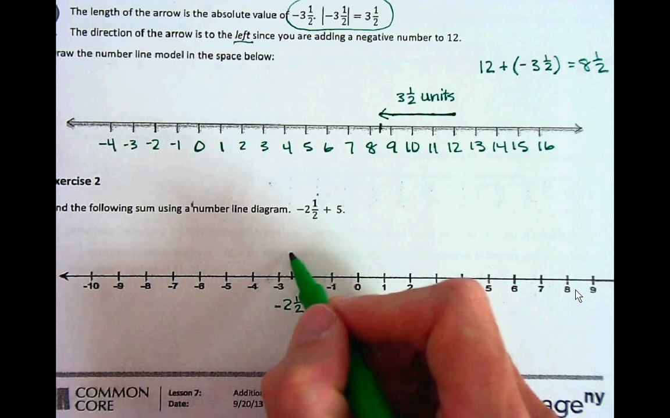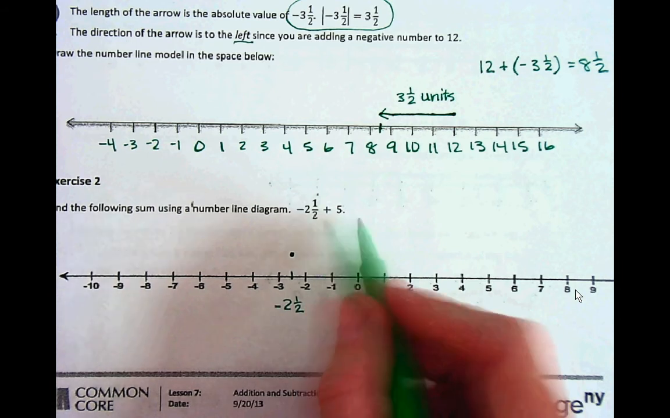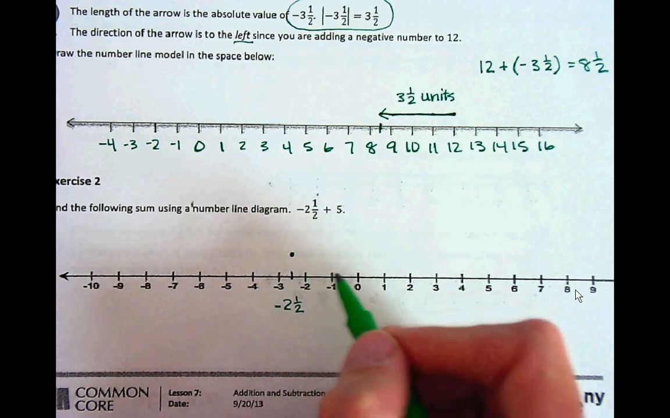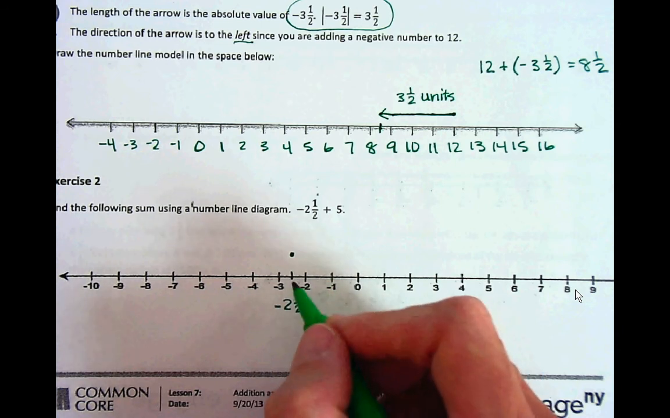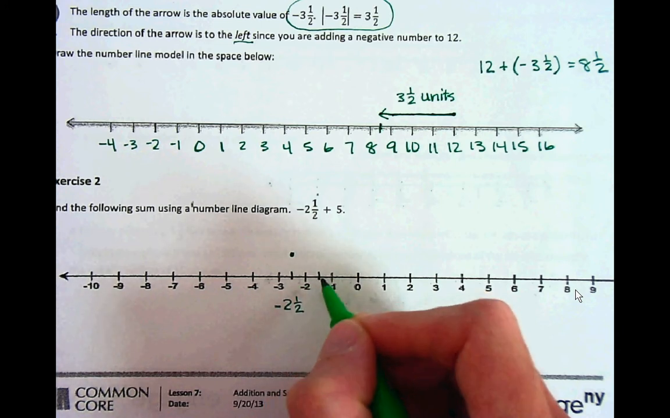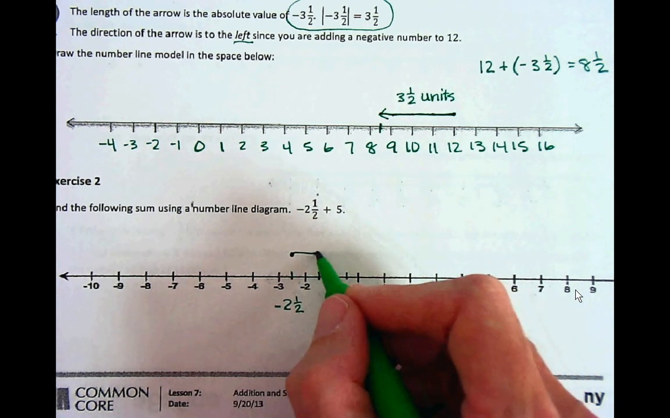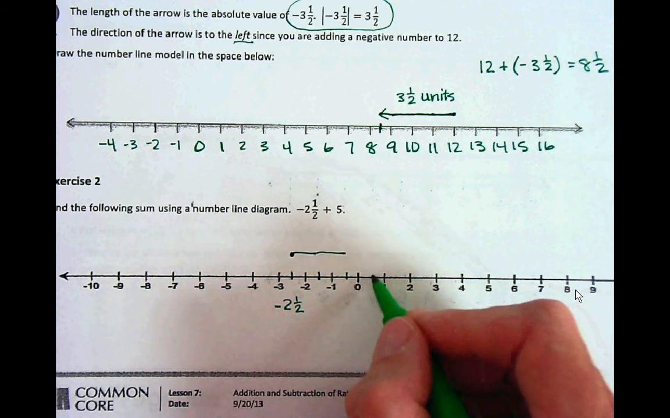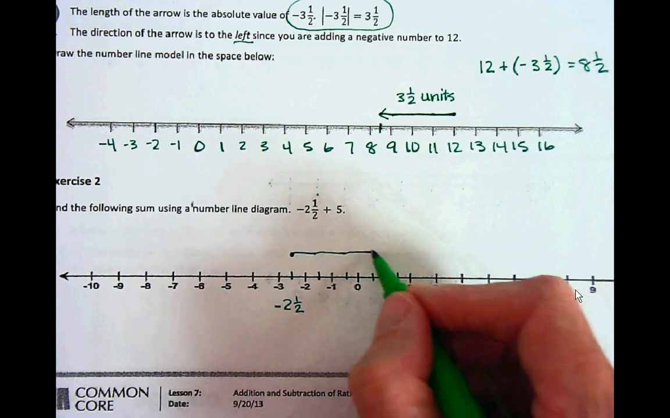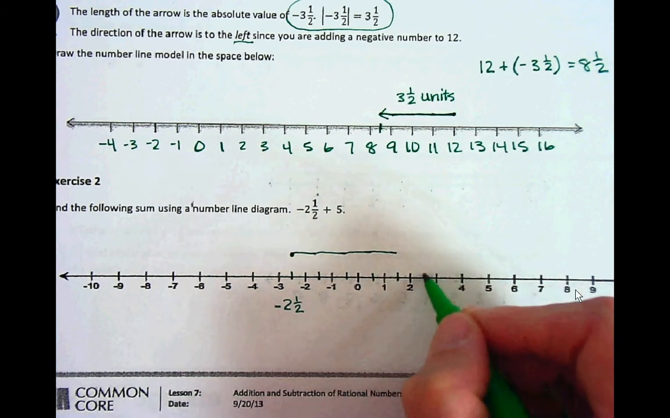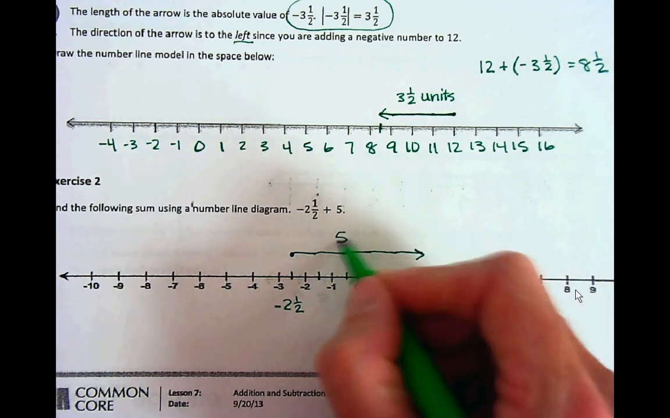So that means our tail is going to start at minus 2.5, and adding 5 means that we're going to move to the right. And I'm just going to count by halves. So if this is minus 2.5, this would be minus 1.5, that's 1. This would be minus a half, that's 2. This would be 1/2, that's 3. This would be 1.5, that's 4. And this would be 2.5, which is 5, and that's what we want, 5 units.